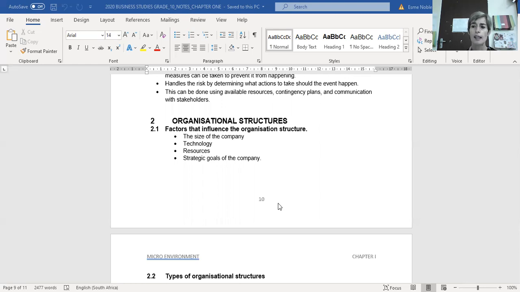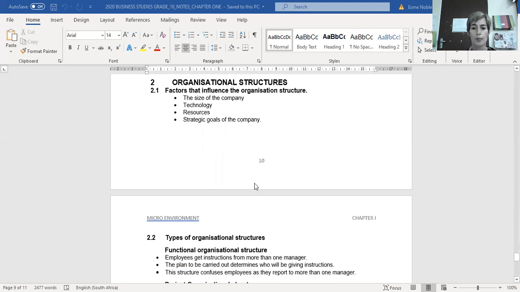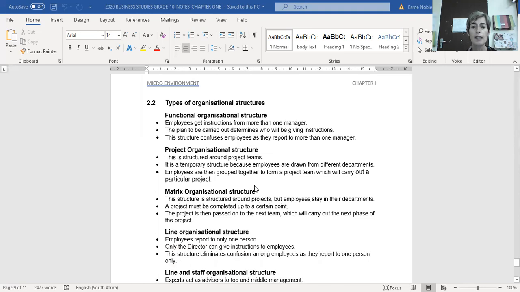Resources, let's say I am manufacturing a product, then obviously I should have access to the resources. And then strategic goals of the company. Okay, how are we going to accomplish certain things that we set goals on? Then they give us a few types of organizational structures.